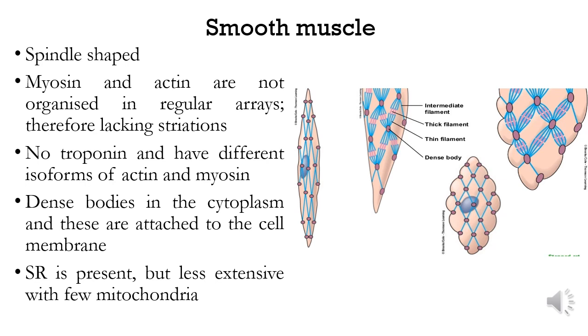The dense bodies that are in the cytoplasm are attached to the cell membrane, as I said, and these are the ones that the thin filaments hold on to, or bind to. Sarcoplasmic reticulum is present, but not as much. We also don't have as much mitochondria as we have seen in the other muscles.